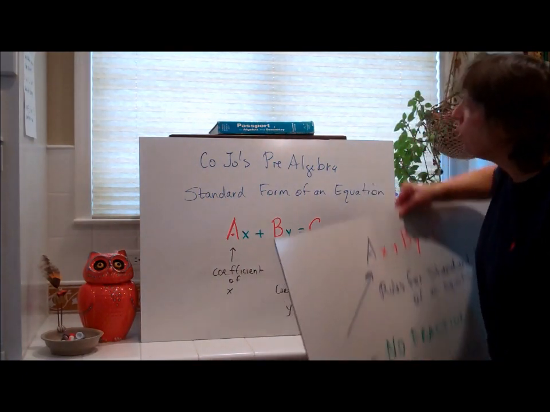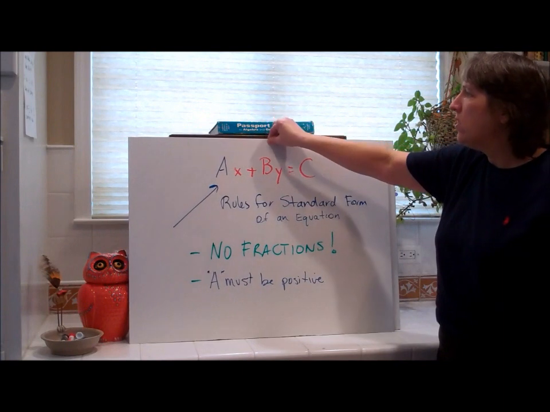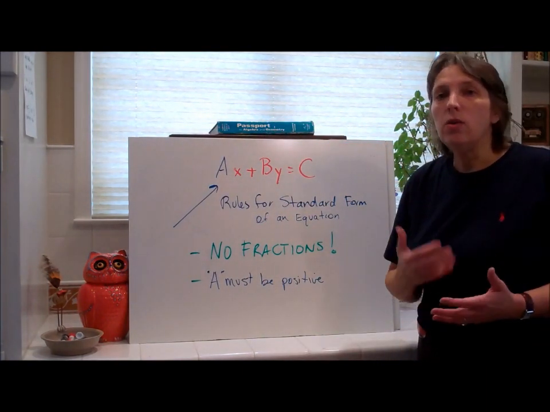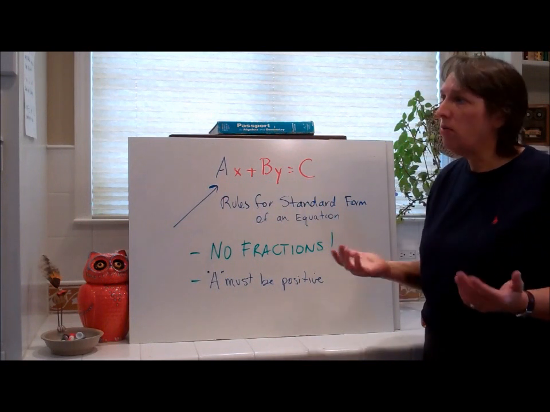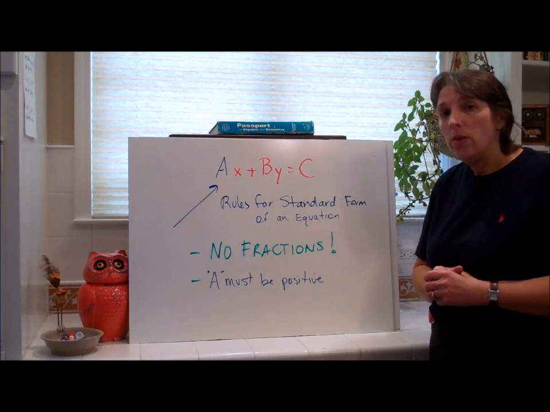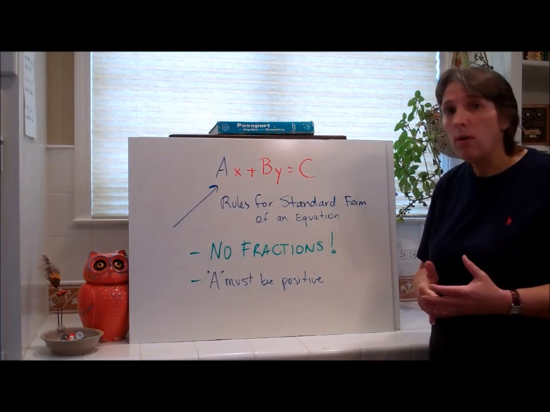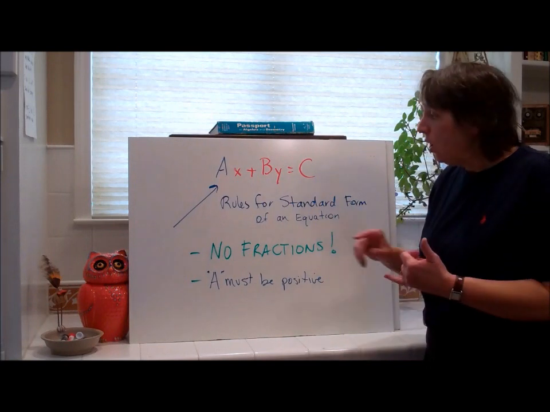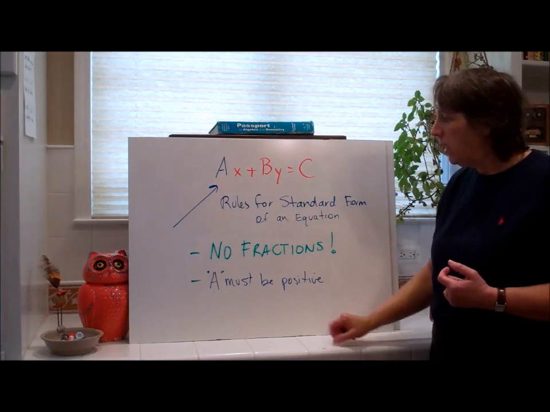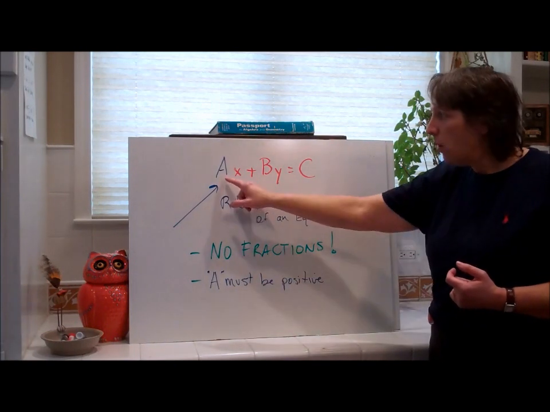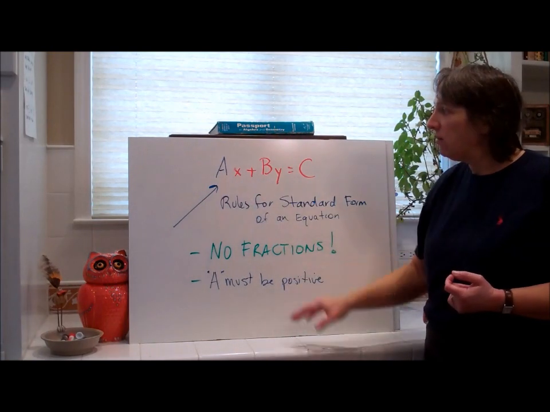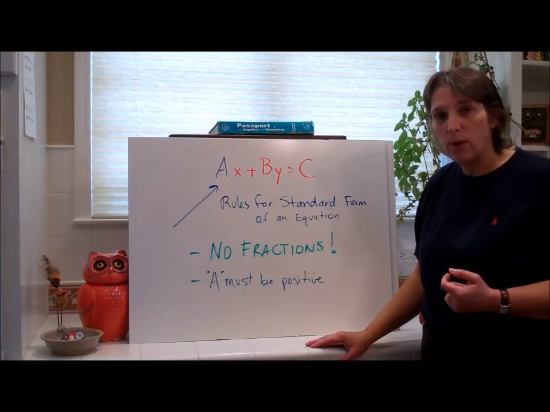Now there's certain rules about putting an equation into standard form. One, at the end you cannot have any fractions. It's not a formal way to express the equation. That's why it's called standard form. There's certain expectations that you will have when you rewrite the equation. No fractions must be in ax plus by equals c. And a, the coefficient of x, must be positive. You can't have a negative coefficient for a standard form of an equation. Okay?